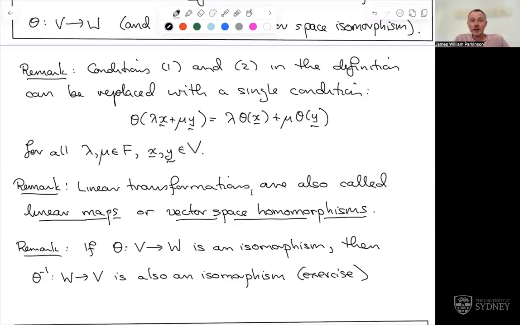As a remark or an exercise, if theta is an isomorphism, then since theta is bijective, it has an inverse function, and the inverse function is also an isomorphism. For that, you need to check the inverse function is a linear function, and it stays bijective, of course. Okay, great.